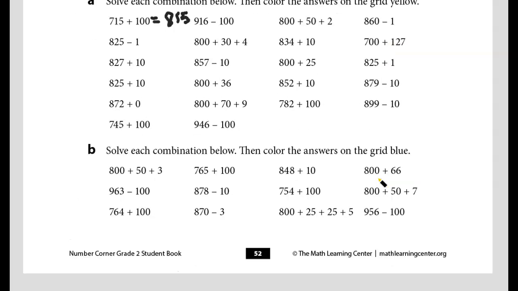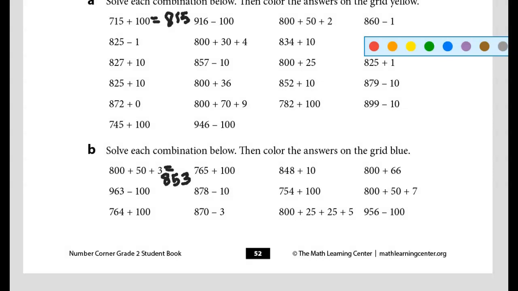When you get to letter B, you're going to solve each combination below, then color the answers on the grid blue. The first problem says 800 plus 50 plus 3. Well, that's expanded form, and I know that I can read that expanded form as 853. That's the number I'm looking for to color blue.